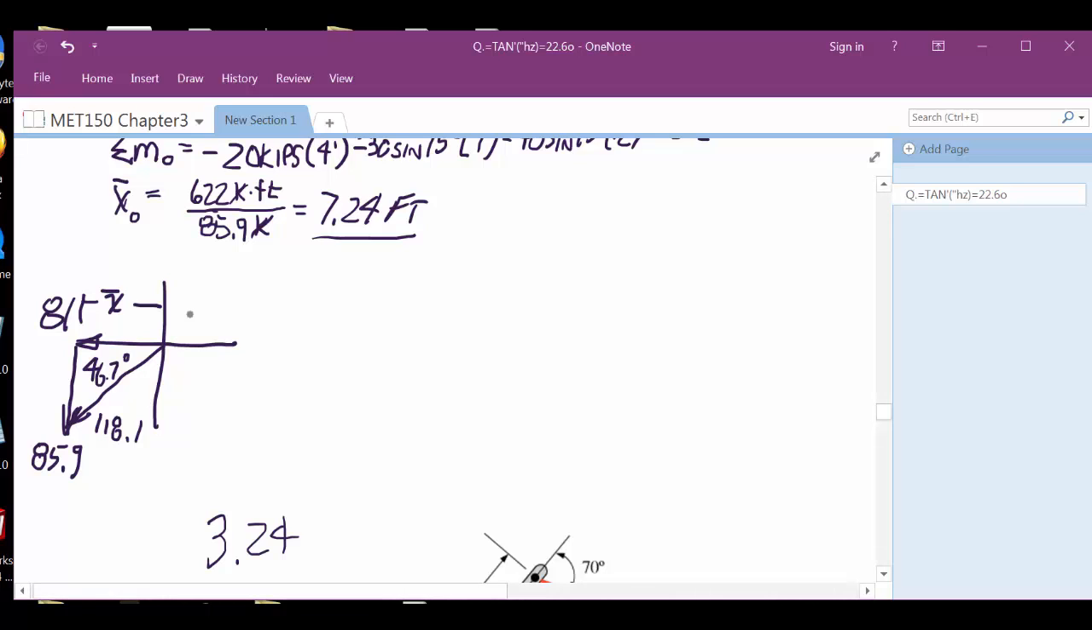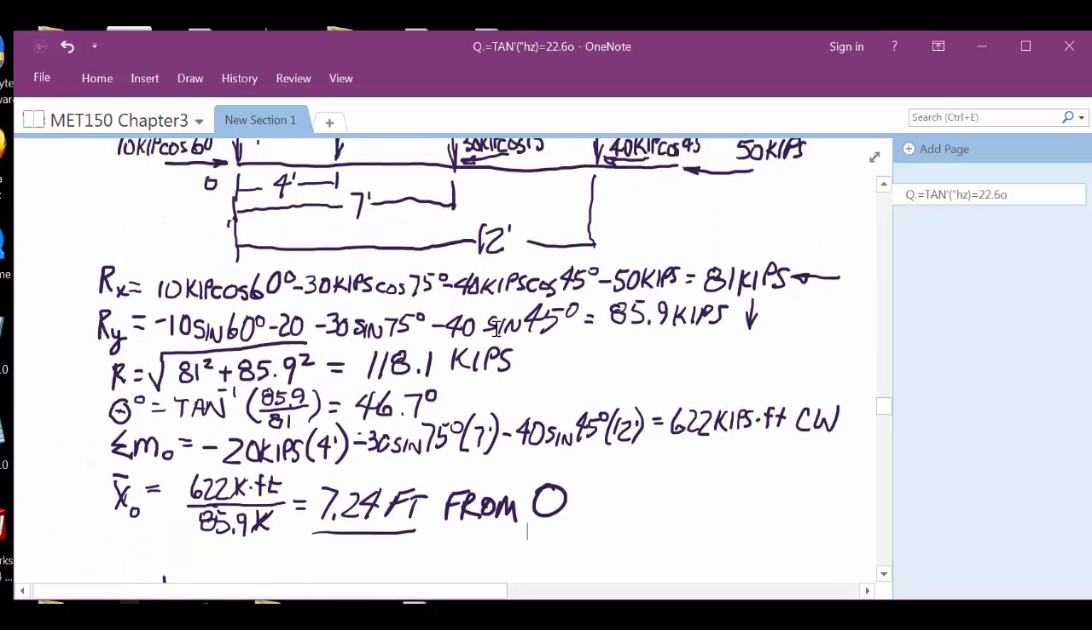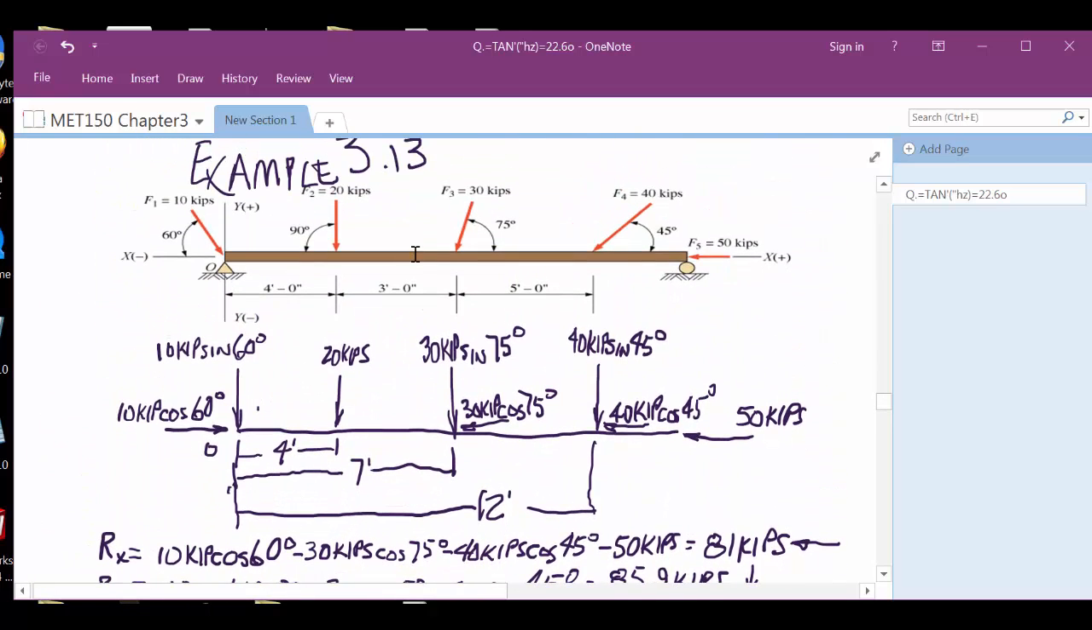You know what though? It's not to the left. It's a third quadrant. It can't be to the left. It's 7.24 feet from O. Because see, O, let's go back up here. So it's 7.24 feet. Let's see, about right here.